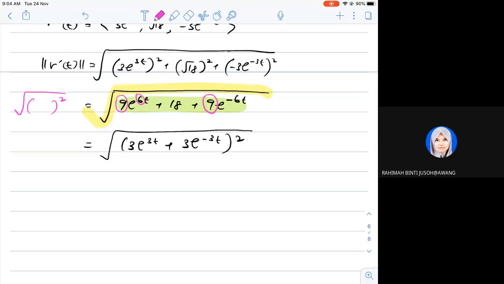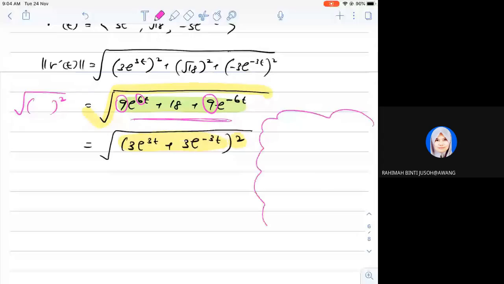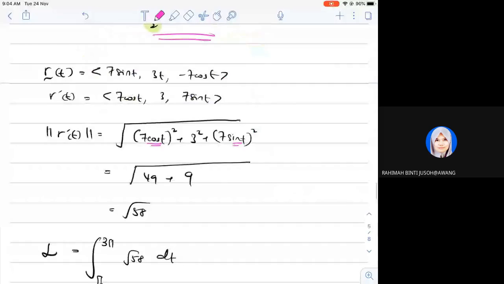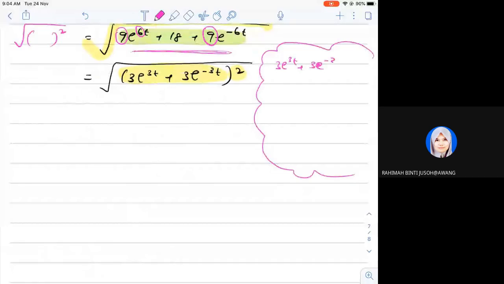Okay, if we expand the lower terms here, if we expand this, we will get back the equations here. So let me show you. 3 exponent 3t plus 3 exponent negative 3t, squared. First of all, we need to expand the first term here. 3 squared is 9 exponent 6t.